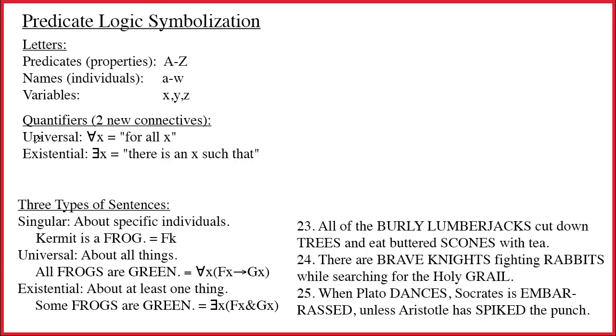Of course, we've got two new connectives. They're both called quantifiers. We have the universal quantifier, which is read for all x, and the existential, which basically stands for some, and it's read there is an x such that.